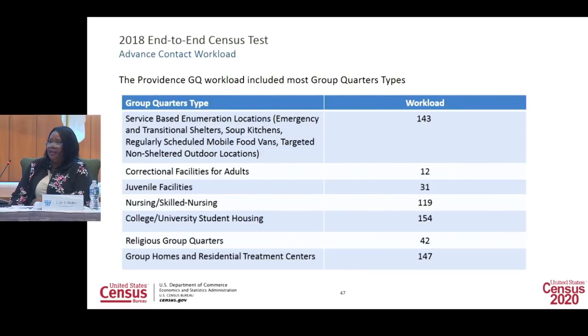Next slide. So what did that workload look like in our test site? As you can see here, we had a good mix of the GQs. We had the service-based locations, the correctional facilities, juvenile facilities, the nursing facilities. We had a good number of the college-university student housing, religious group quarters, and group homes and residential treatment centers. So our initial workload was about 569 group quarters, but we saw where we were lacking a little bit with the service-based enumeration, so through a special process, we added some additional service-based locations because we really wanted to be able to test the hard-to-count population in this 18 test.